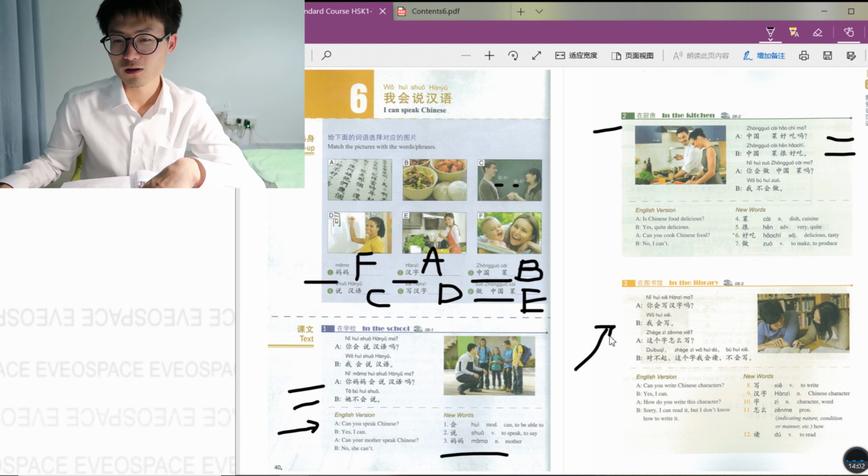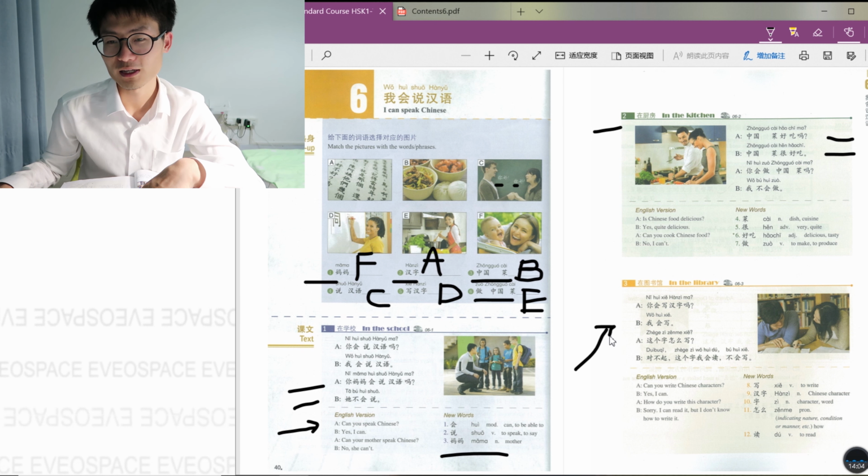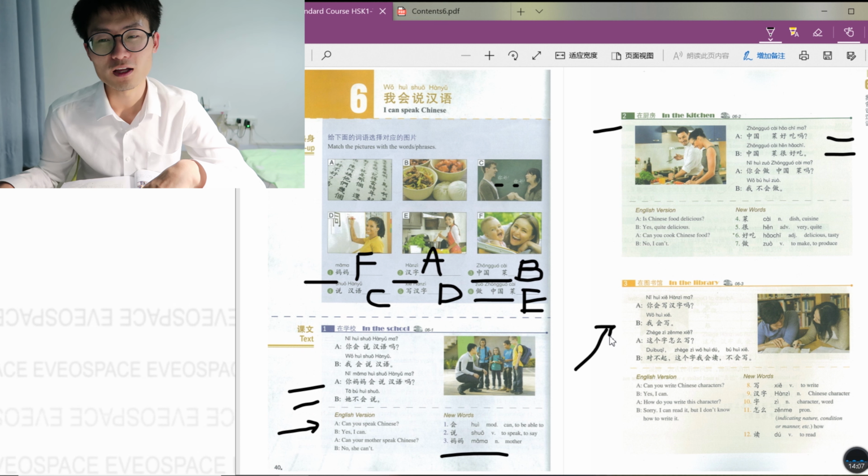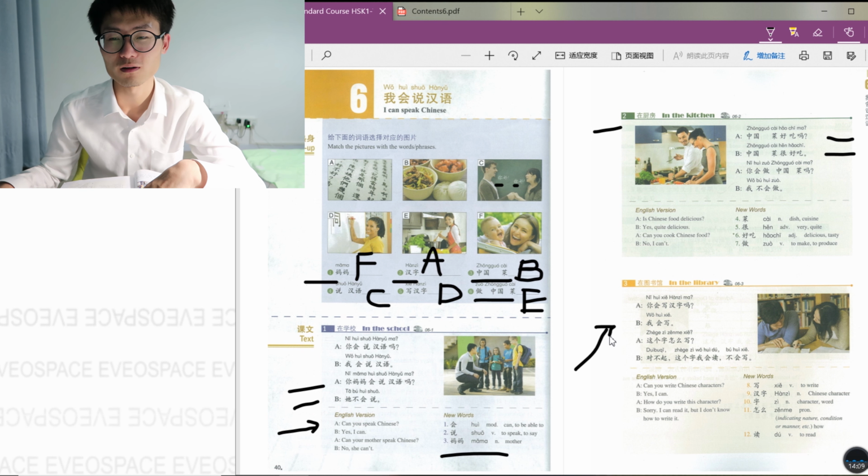And then we have text 3, in a library. Okay.